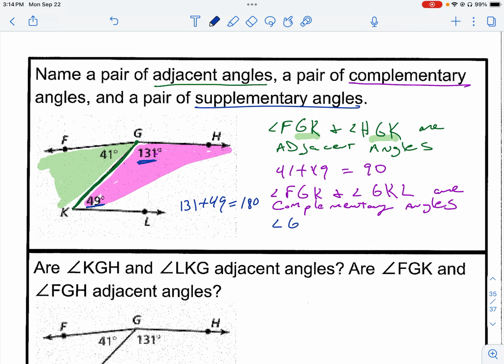So angle GKL and angle HGK are supplementary angles.